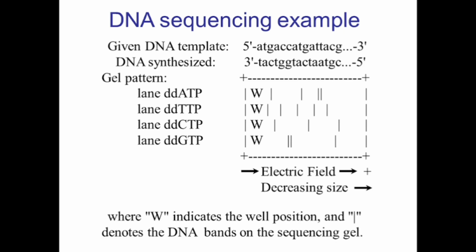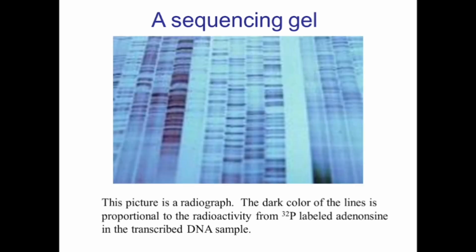One more example of the DNA sequencing gel pattern, where W indicates the well position and the bands denote the DNA bands on the sequencing gel. And this is the sequencing gel. This picture is a radiograph. The dark color of the lines is proportional to the radioactivity from the phosphorus-32 labeled adenosine in the transcribed DNA sample.